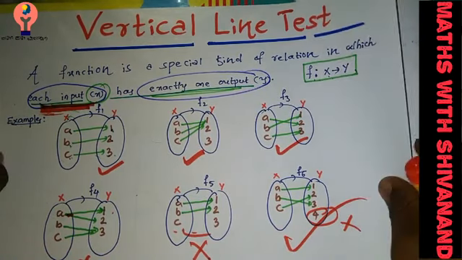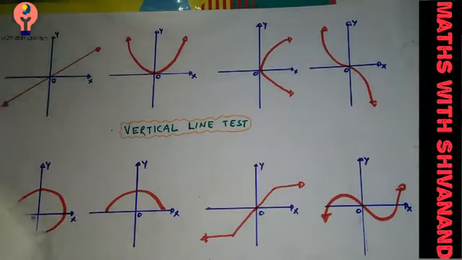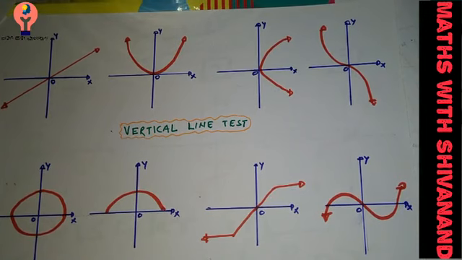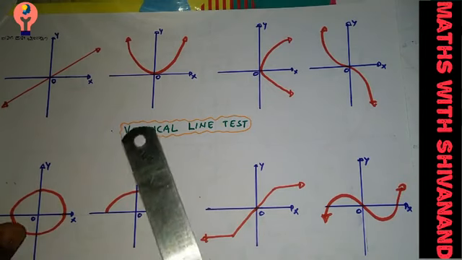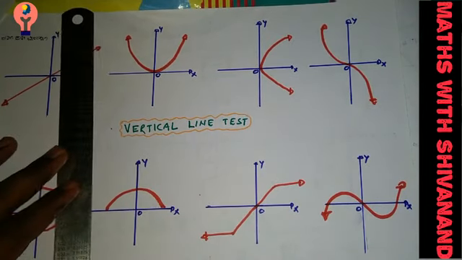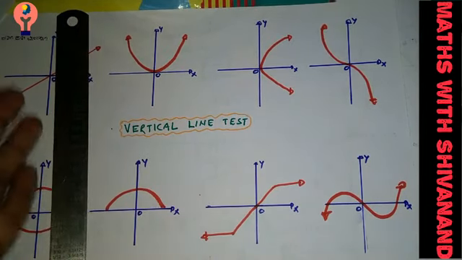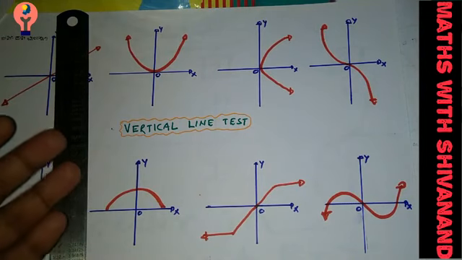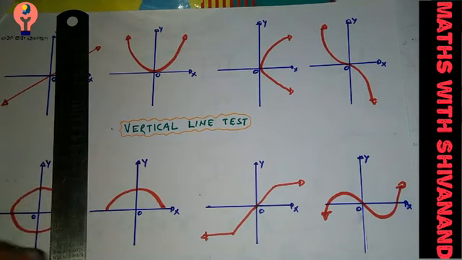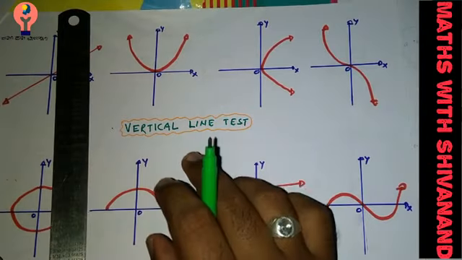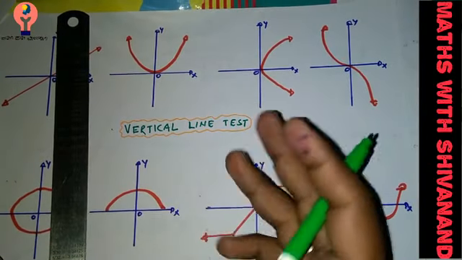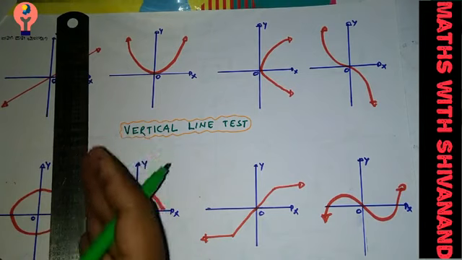Now let us go to the graph. By looking at the graph, how do we check whether it is a function or not? That is the vertical line test. What is the vertical line test? For any graph, you draw one vertical line. If your line cuts the graph at more than one point, then it is not a function. If it cuts at exactly one point, it is definitely a function. Why only one point? Because every input should have one output, so your vertical line has to cut at only one point.